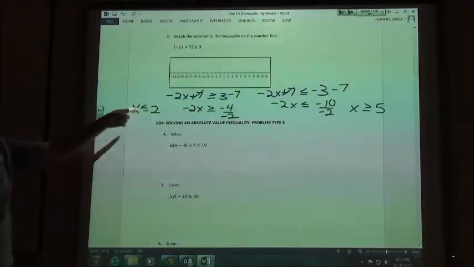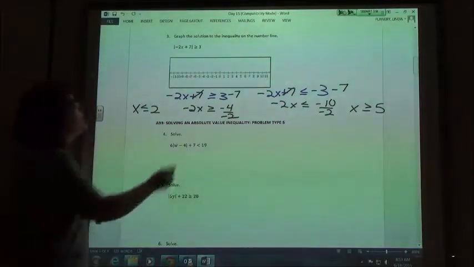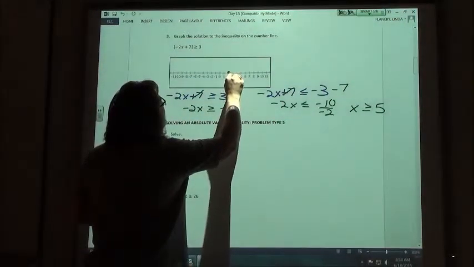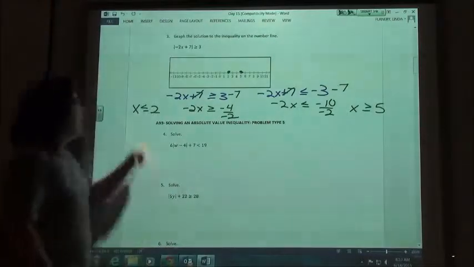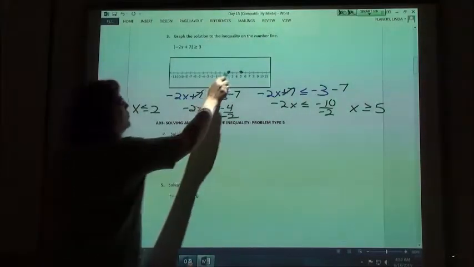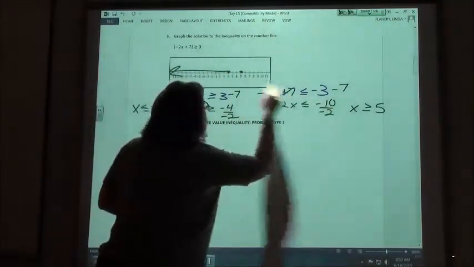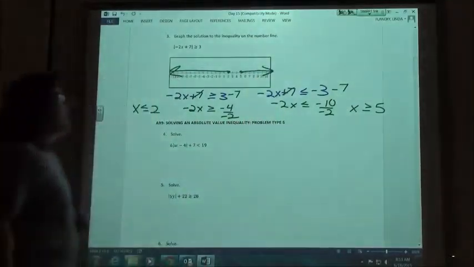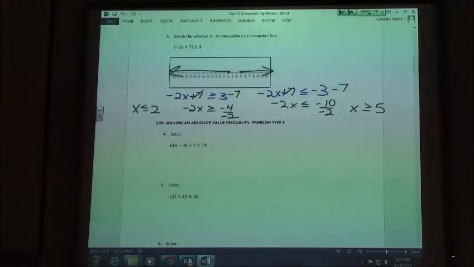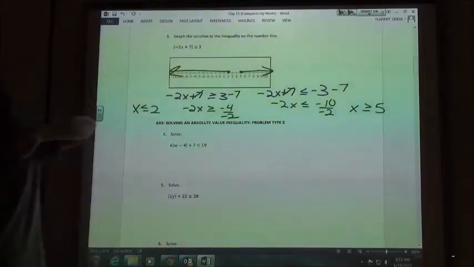So our end marks, we have filled in dots at 2 and 5. I am less than or equal to the 2, greater than or equal to the 5. And so you can see, yep, it ended up going in the 2 opposite directions like it should, because there was a greater than to begin with up there.